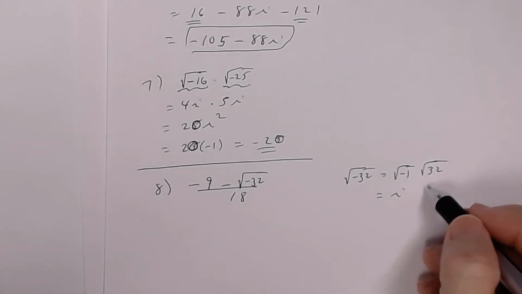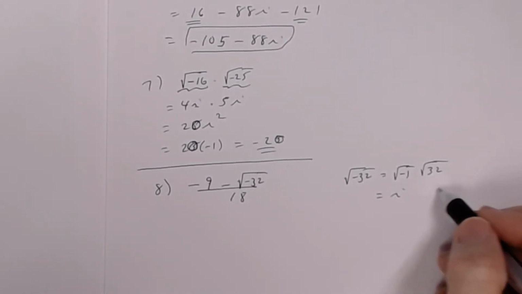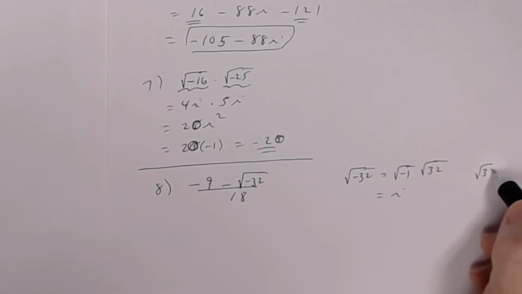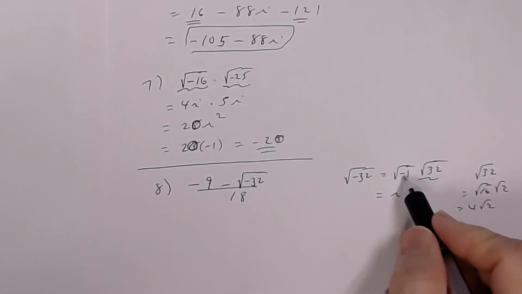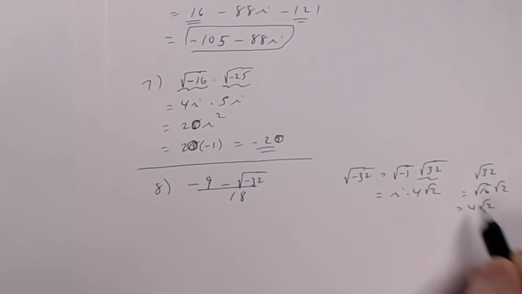So the square root of 32 is the square root of 16 times the square root of 2. 16 times 2 is 32, and 16 is the largest perfect square. So this becomes 4 square root of 2. And so right here, I'm going to say i times 4 square root of 2.